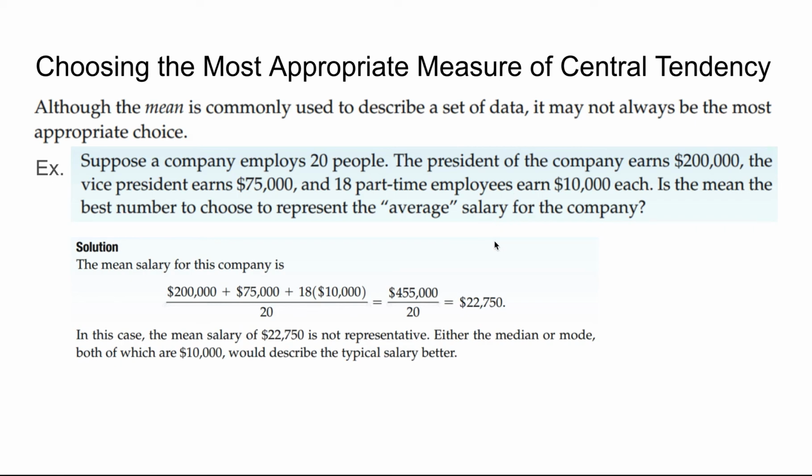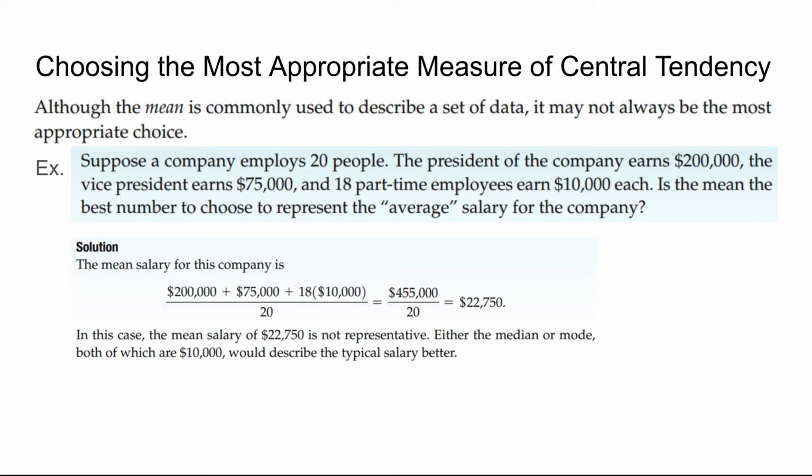Yeah, it sounds more like it, because of the majority of the people. Out of 20, what is the percentage of 18 out of 20? So 18 divided by 20, it's 90%. So 90% of people here earn only $10,000. You cannot say the mean is the center, right? But the median is 10,000, and the mode is also 10,000. So either mode or median should be very representative as the center in this case.